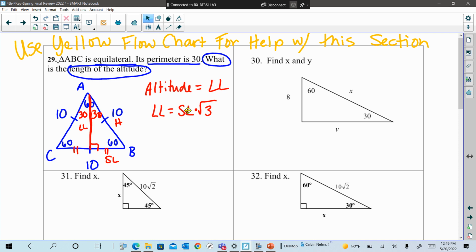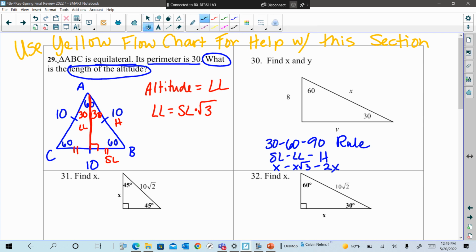For the 30, 60, 90 on 30, again, you have to use the 30, 60, 90 rule, which is your short leg, long leg, hypotenuse. It'll be the same thing, exactly. But on 30, which leg do you have? Yeah, you're starting with the short leg.